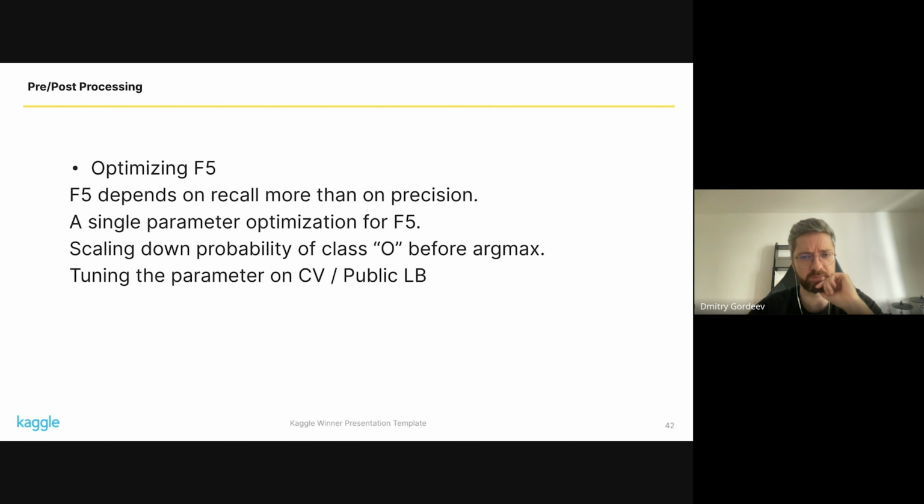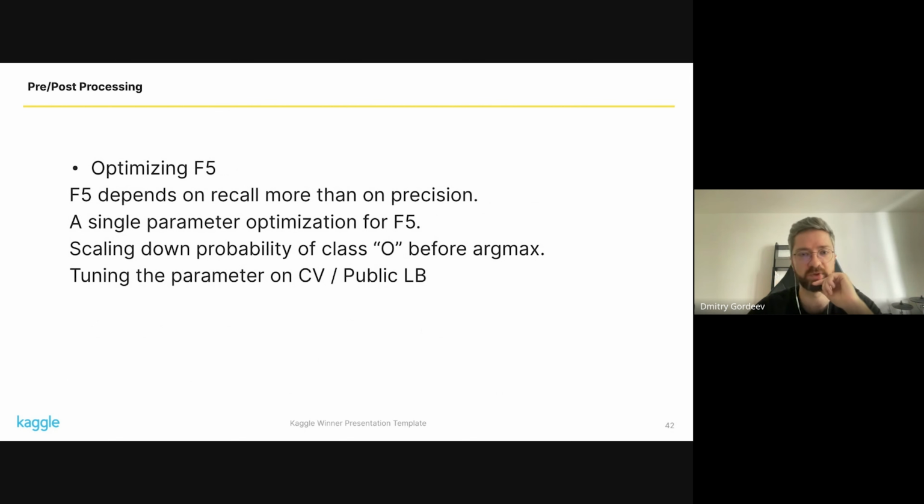Of course, we need to kind of overly predict the target labels to boost the F5 score. There are a couple of approaches to do so. I followed quite a simplified one. So I introduced one parameter, which was a number below 1 that I multiply the probabilities of the O class by. So I'm forcing the probabilities of the O class to be lower before running argmax.